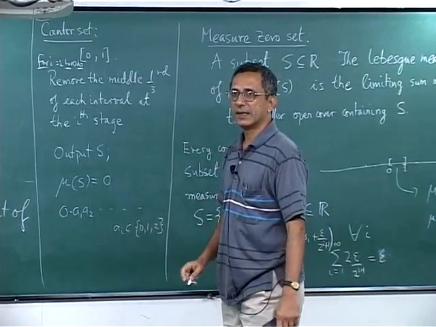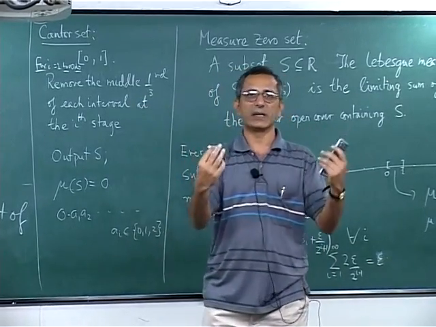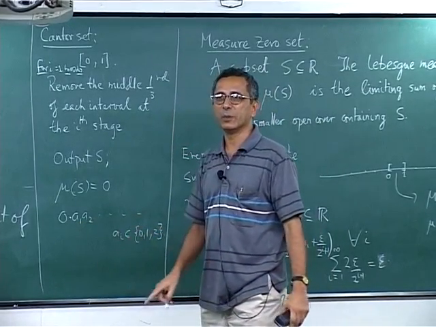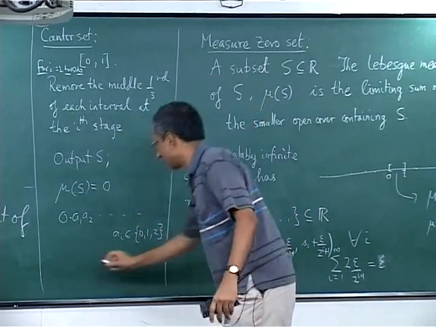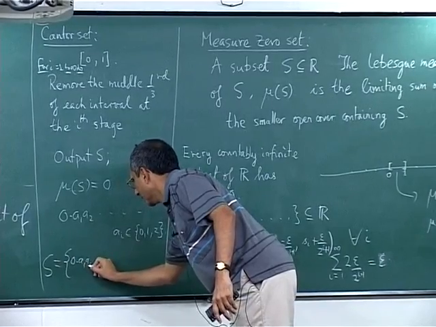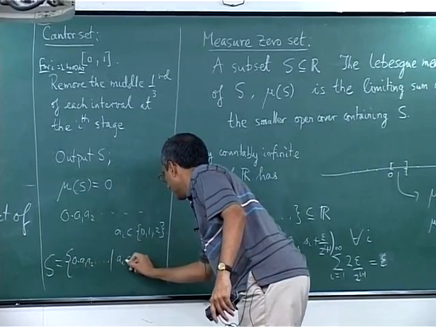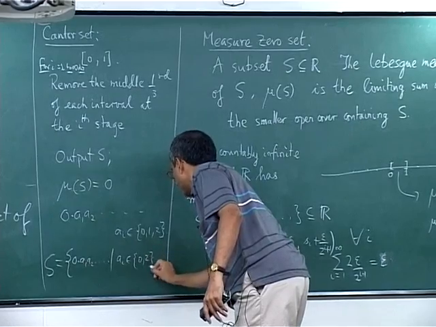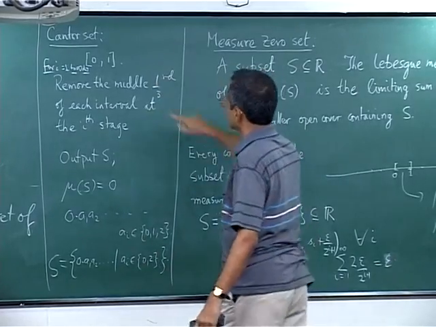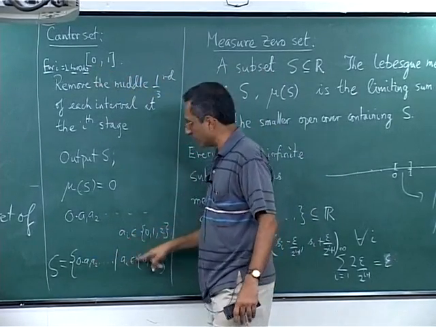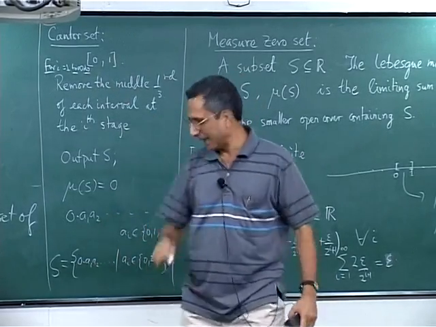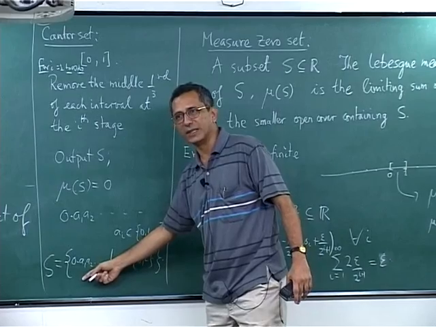It turns out that this process of removing the middle 1/3 at every stage amounts to ruling out any of these A_i's from being 1. So the Cantor set S consists of precisely all the numbers of the form 0.A1, A2, etc., where the A_i's come from either 0 or 2. 0 is 0.0000 and 1 is 0.2222, all 2's. And this set clearly is countably infinite.